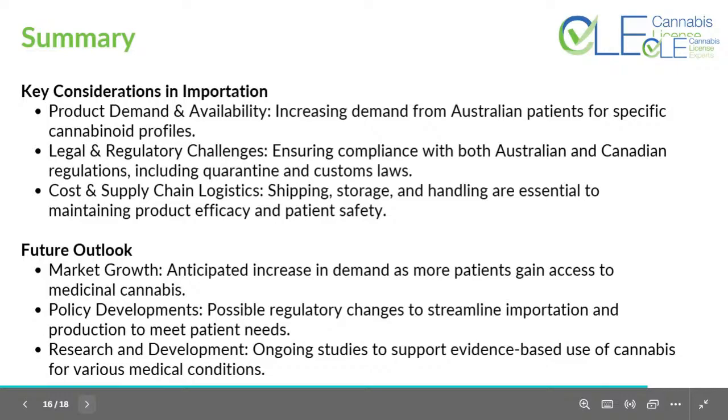And then cost and supply chain logistics. There are considerations in here. So your cost for shipping, storage, handling, those are essential. The other thing that is essential to think about is we know the longer you store a product, and how those environments are maintained for that stored product, is going to affect the end result of the product that the people receive on the other end.